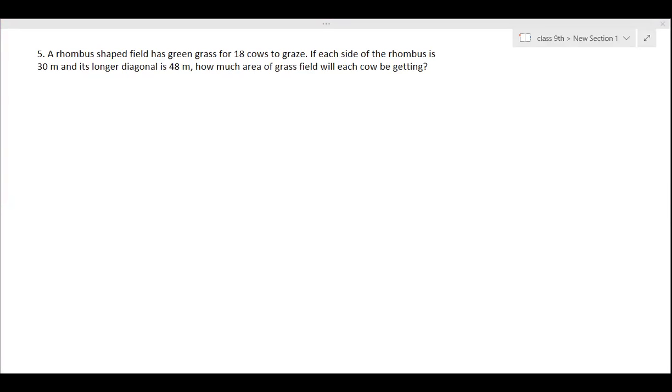So you have 4 questions left in this exercise. You have to finish these 4 questions. Why is it 48 meters square, no? Yes, 48 meters square. Okay.